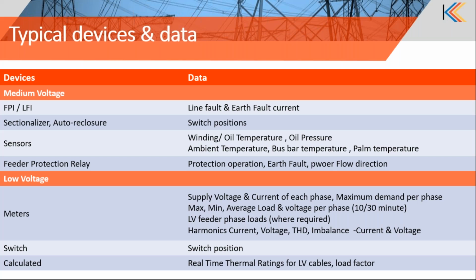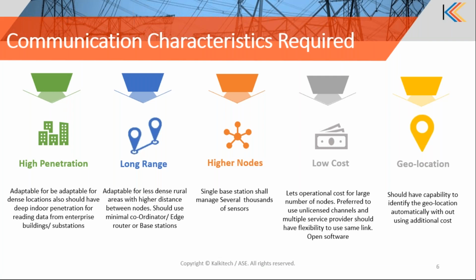So these are the typical devices that need to be connected, monitored, and have data taken out to the central location. So in order to achieve this objective, let's look at the typical communication characteristics required for monitoring a distribution network.